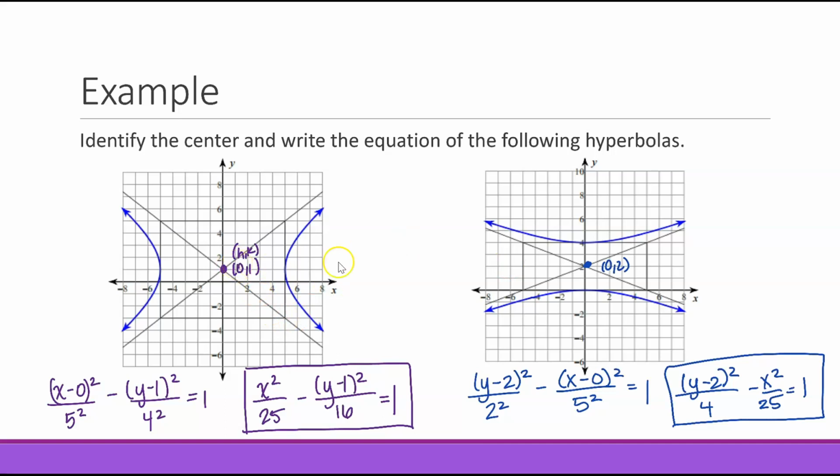So first we identified our center, and the next thing that we do need to know is which direction it opens, because that's going to affect which variable goes first or which variable is positive. And then we can fill in how much we go right and left and how much we go up and down to create those guiding rectangles on our hyperbola.